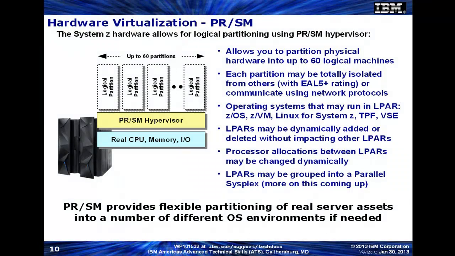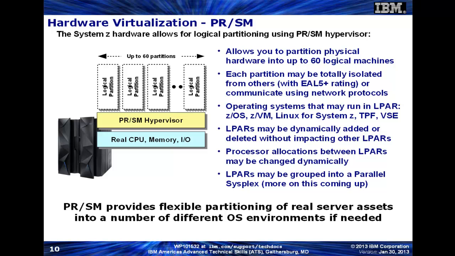PR/SM, an acronym for Processor Resource/Systems Manager, is a Type 1 hypervisor that allows multiple logical partitions to operate on a physical System z hardware server. PR/SM is supplied as part of the System z hardware microcode function. The ability to partition the physical server into logical partitions is the first step in providing redundancy of the operating system for a highly available design. Each logical partition, or LPAR, is separate from others. Outages at the OS level in one LPAR do not affect other LPARs.